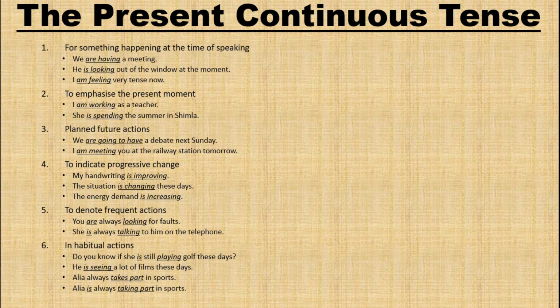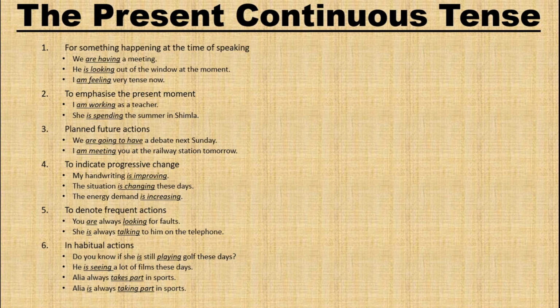Alright? So, number two, to emphasize the present moment. If you want to emphasize the present moment or to indicate that the situation is temporary, you use the present continuous. Alright? I am working as a teacher. Am working becomes the present continuous. She is spending the summer in Shimla. Is spending becomes the present continuous because these works are temporary. Nothing is guaranteed in these situations, right? The situation can flip any moment.